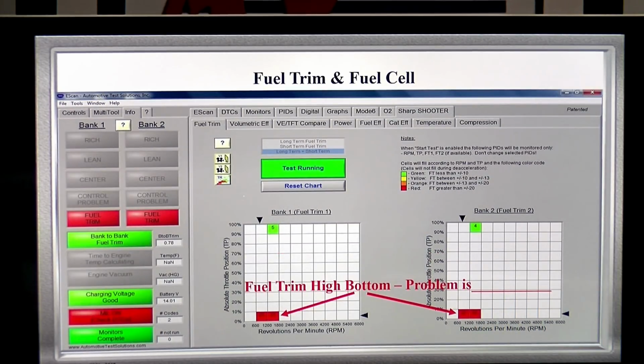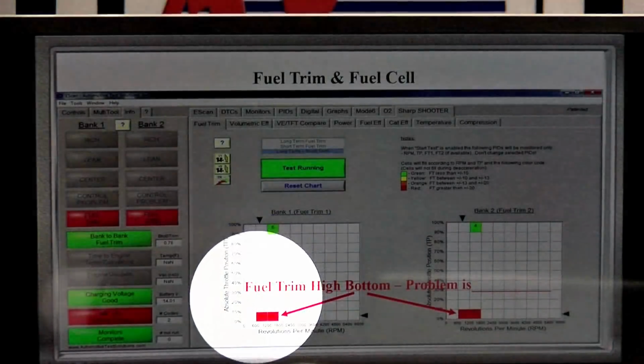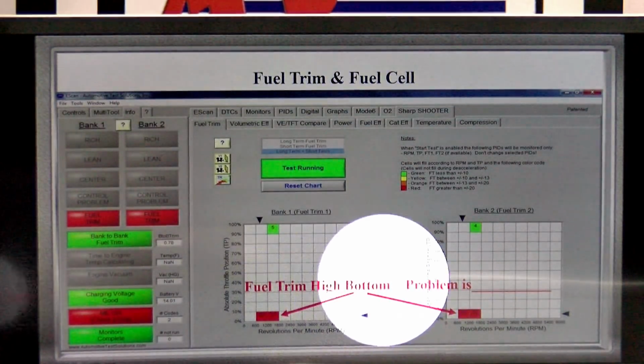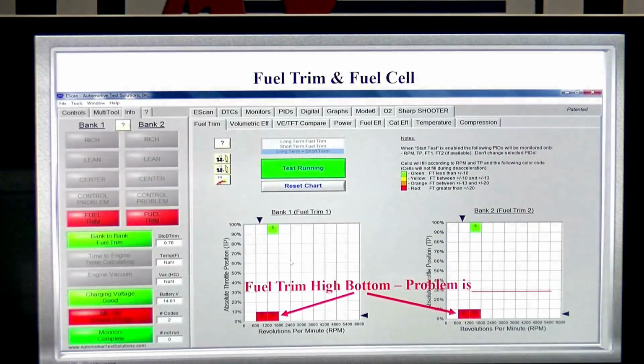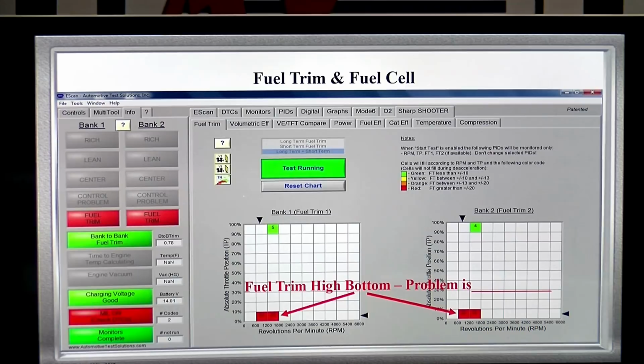Now, let's look at a problem here. Fuel trim high at the bottom. And look at this, the vehicle is really high, 22 and 23. Now, you're going to start to put that fuel trim cell information I gave you together. This is a low number cell like 0 to 6. It is basically going to tell us we have a vacuum leak without guessing, okay?